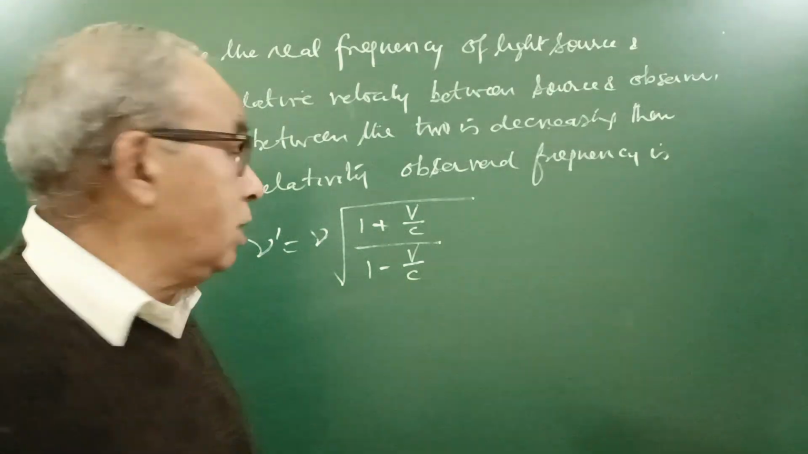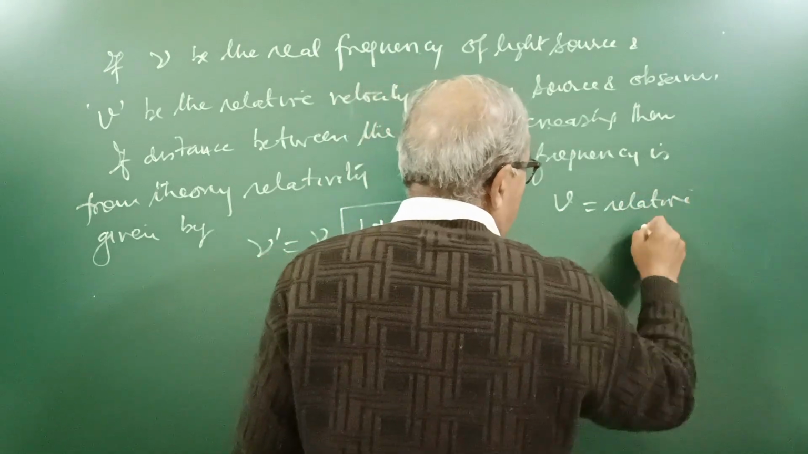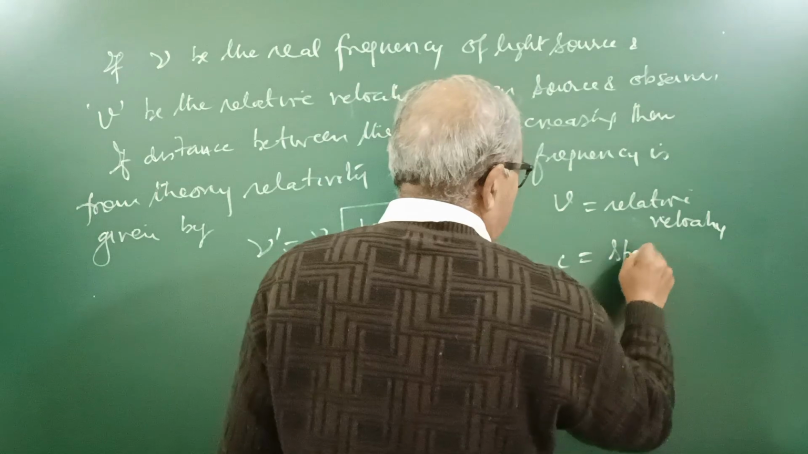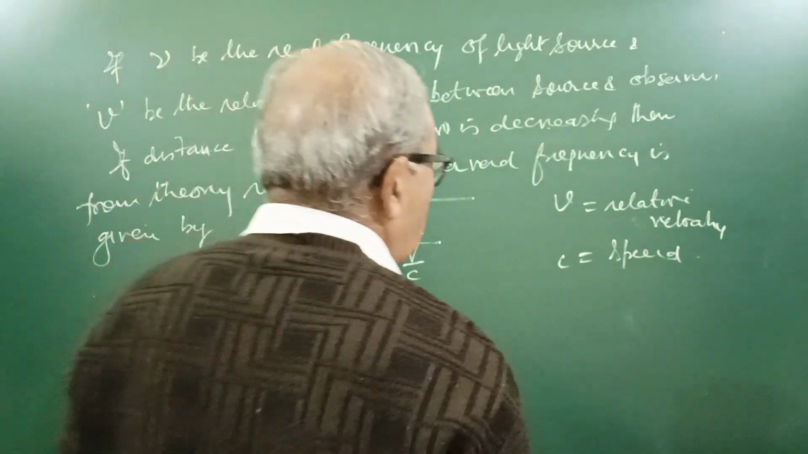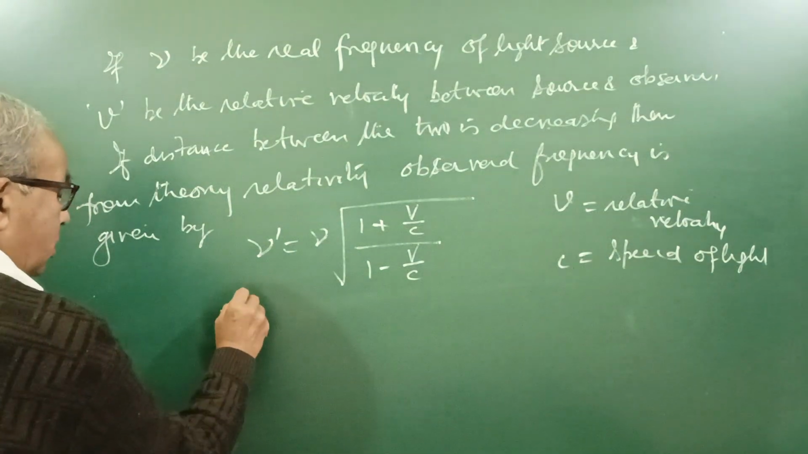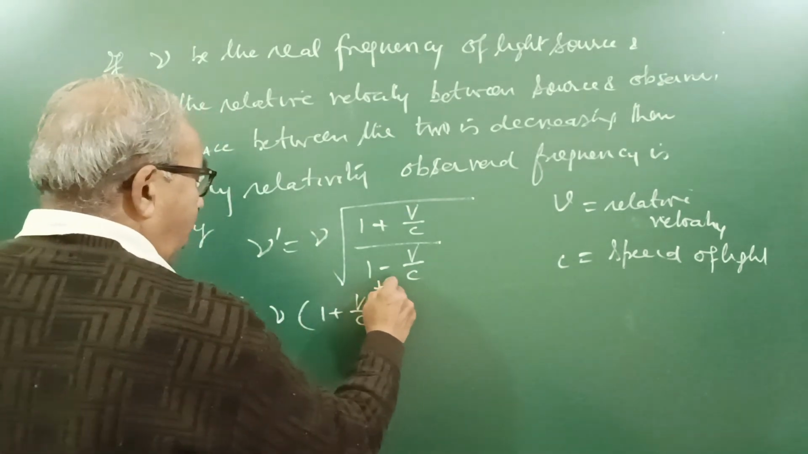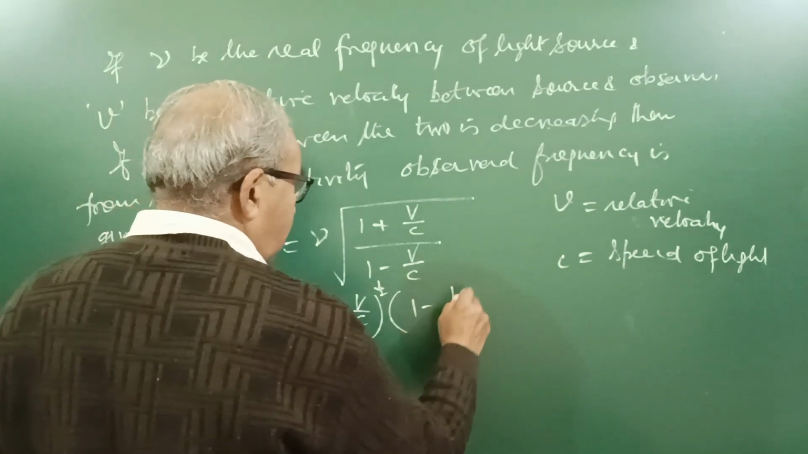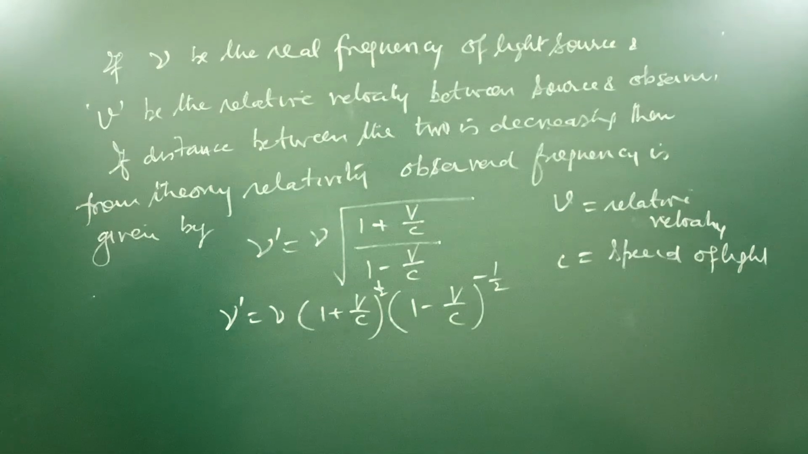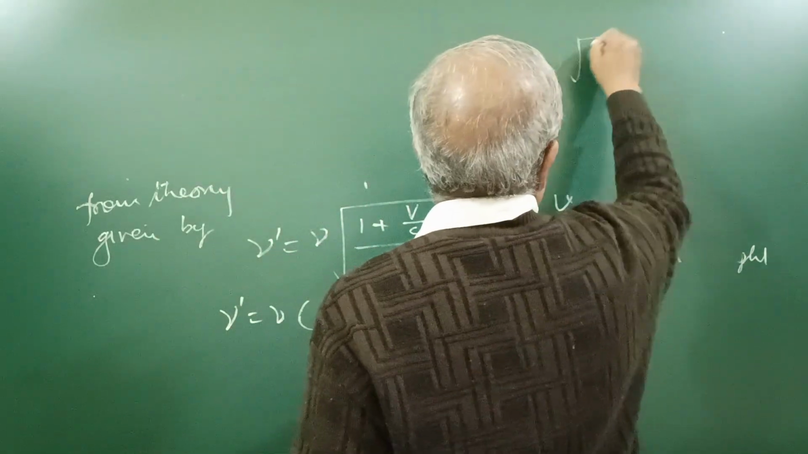V is the relative velocity, C is the speed of light. Or nu dash equal to nu into (1 plus V upon C) to the power half, or (1 minus V upon C) to the power minus half. I think you have got what I have written. Root means power half. Actually, if we write root x, it means power half.